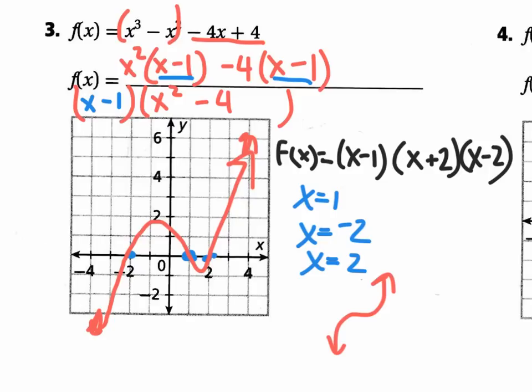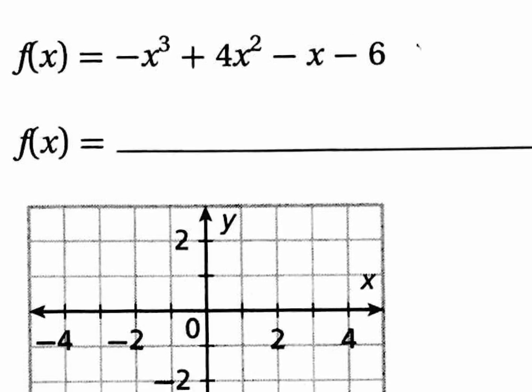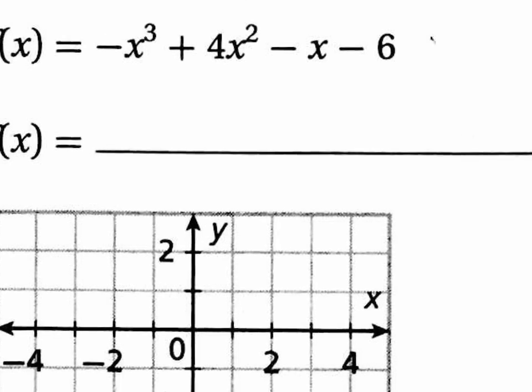Let's move on to number 4. Actually, let's not do 4. We didn't do 4 in class, so we're not going to do 4 on the test. Let's jump back to number 2, because that one we will be forced to use the rational root theorem. So here we go, number 2. This one, even if we tried to factor by grouping, it wouldn't work.